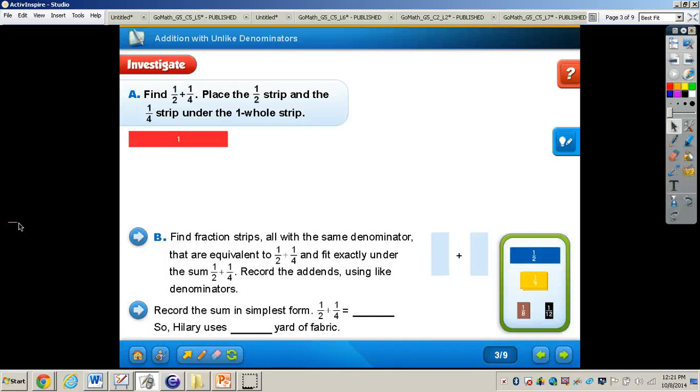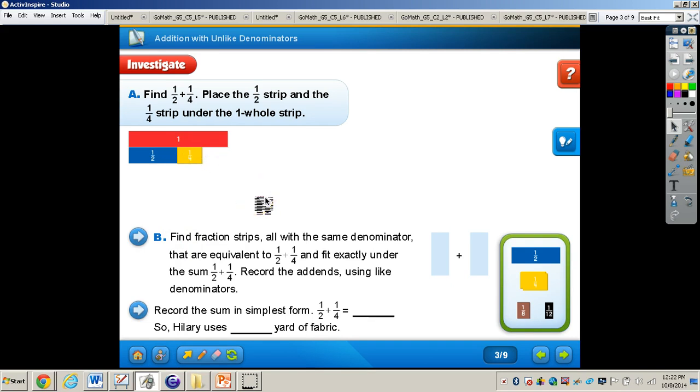Now what we are finding is 1/2 plus 1/4. First of all, we have one whole here, and we're going to place the 1/2 strip representing our 1/2, and the 1/4 strip. So we're adding 1/2 plus 1/4. It is important that your fraction strips are right next to each other.